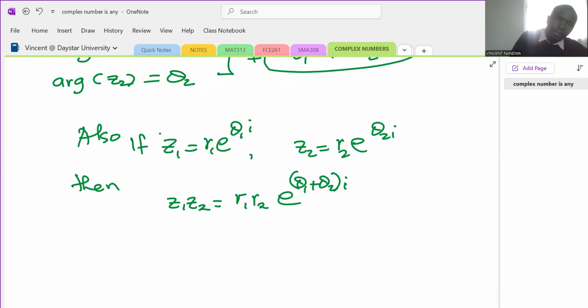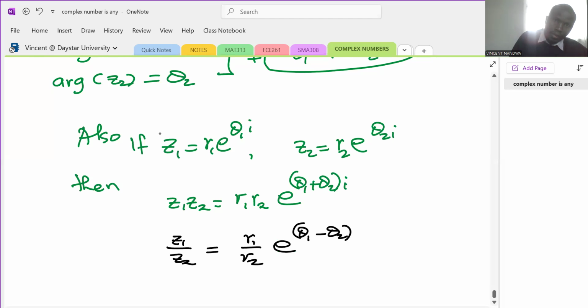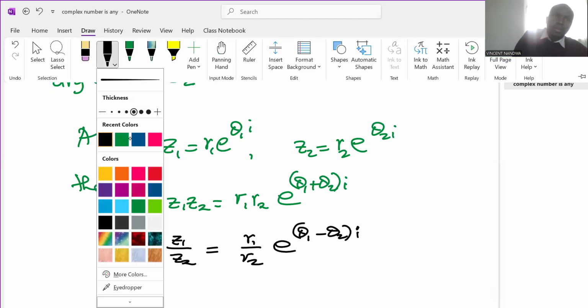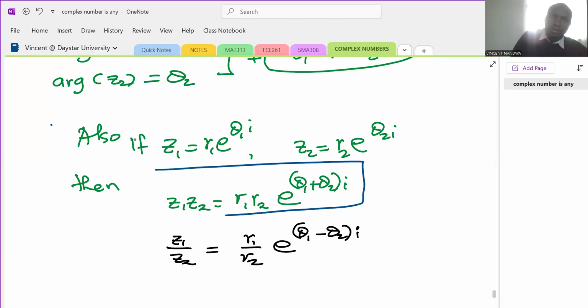And then if you divide Z1 by Z2, it's the same as R1 over R2 e raised to the power (theta 1 minus theta 2) times i. So these are very powerful tools that are going to help us do multiplication and division of complex numbers once you have written them in modulus argument form.